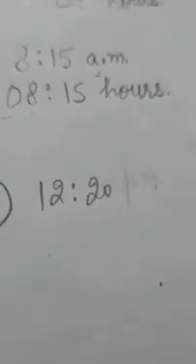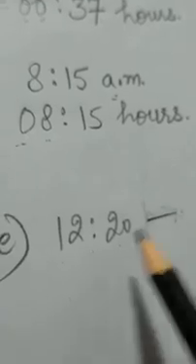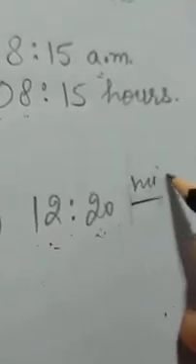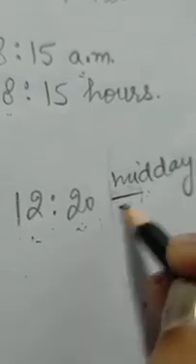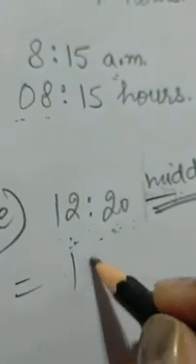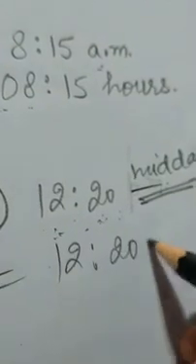So according to the 24-hour clock, what will be the time here? Yes students, 12:20. We will not write PM here. Why? Because it is still midday. Only half the day has passed. So here we cannot write PM. So what will we do here? We will write the time according to hours only. It will be 12:20 hours.